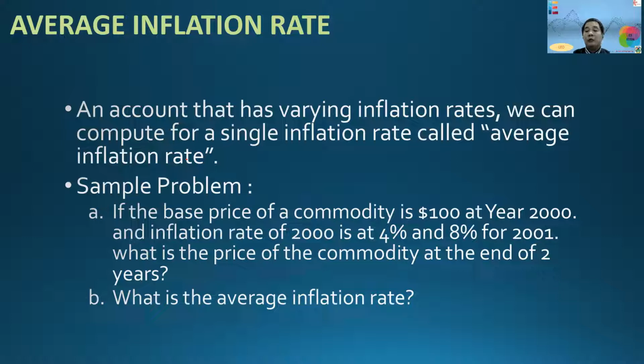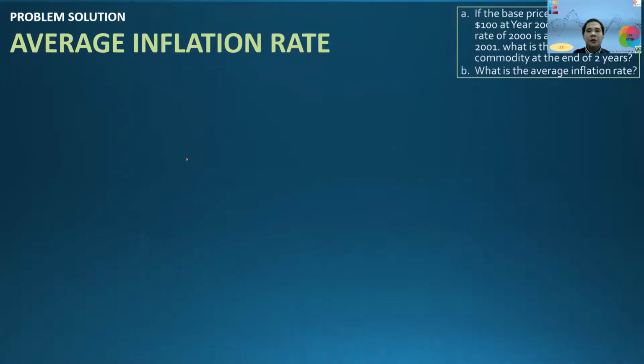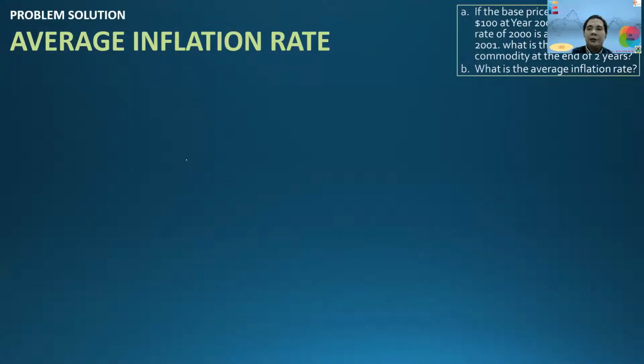rate in 2000 is 4% and 8% for 2001. What is the price of the commodity at the end of 2 years and what is the average inflation rate? So, let's try to solve first number 1. What is the price of the commodity at the end of the 2 years?